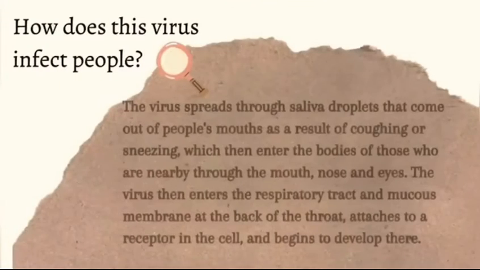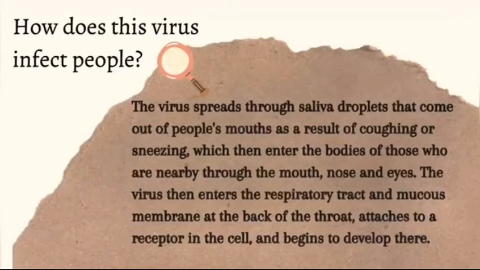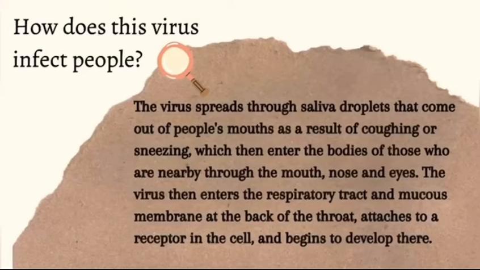How does this virus infect people? The virus spreads through saliva droplets that come out of people's mouths as a result of coughing or sneezing, which then enter the bodies of those who are nearby through the mouth, nose, and eyes. The virus then enters the respiratory tract and mucous membrane at the back of the throat, attaches to a receptor in the cell, and begins to develop there.